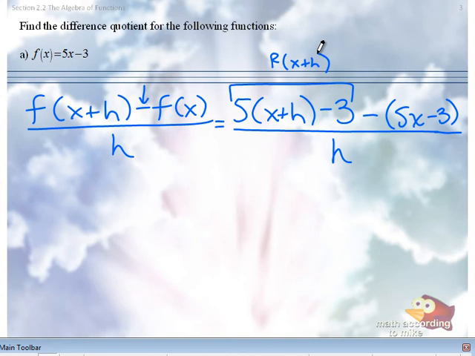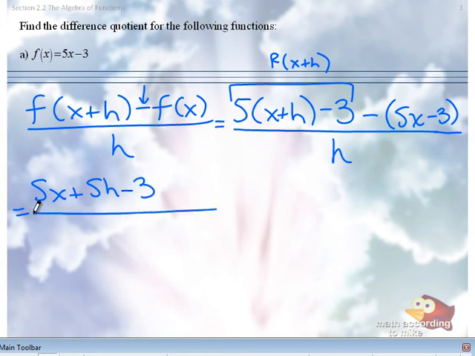Once you have that, that's hurdle number 1. Hurdle number 2 is simplifying. It's just algebra from here. What should you do with this 5? Distribute. What should you do with this negative 1? Distribute it. So distribute the 5, we get 5x plus 5h. Minus 3 copies down. Minus 5x plus 3, all over h.